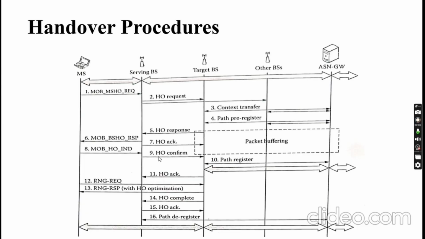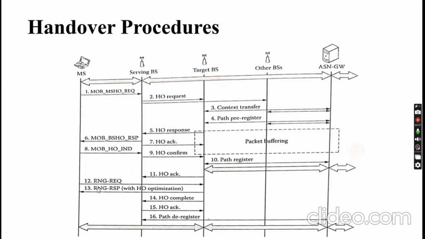So after receiving the acknowledgement, it will also indicate the serving base station for a proper handover. HOIND means handover indication. Again, HO will be confirmed to the target base station. So a path will be registered here. Previously, the path was pre-registered. Here, the path will be registered. Next, the target base station will give an acknowledgement to the serving base station.